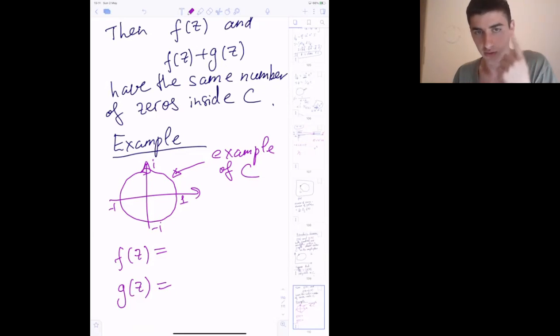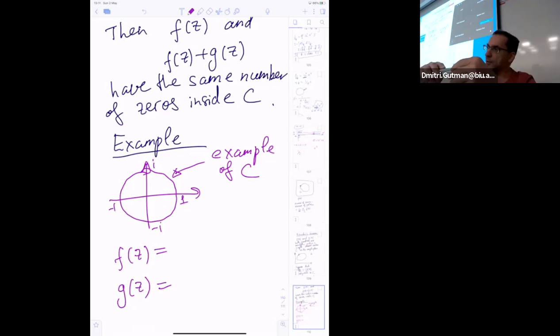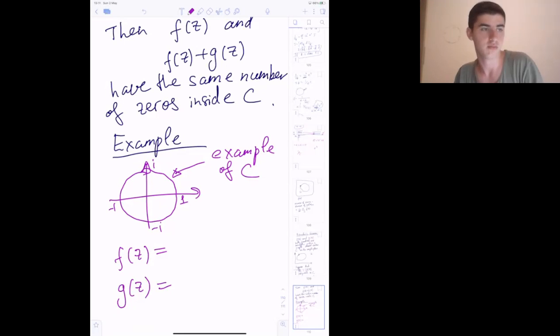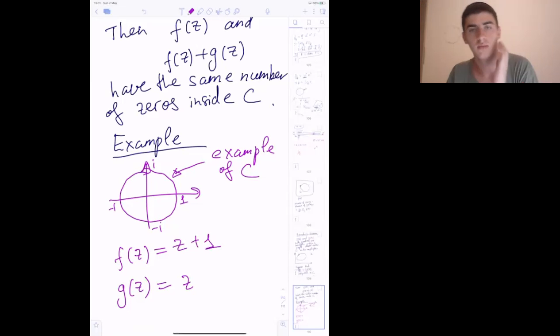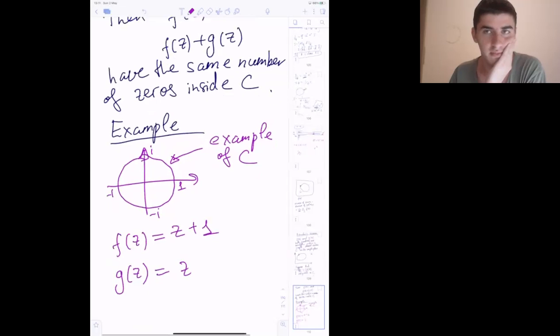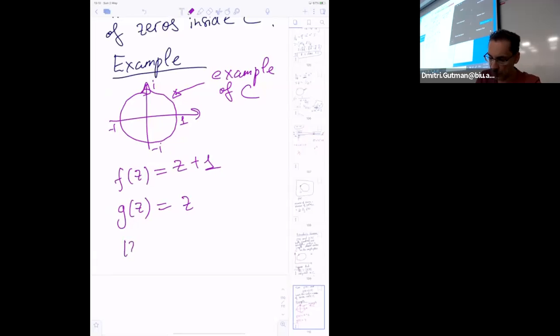That the absolute value of f of z will be greater than g of z? Correct. That's a necessary condition, and they both need to be analytic. Okay. So can you give me an example of such functions? I don't know, z and z plus 1. Okay, let's see. So z and z plus 1. So which will be greater? Plus 1. So you think that the absolute value of z plus 1 will always be greater than z on the unit circle.